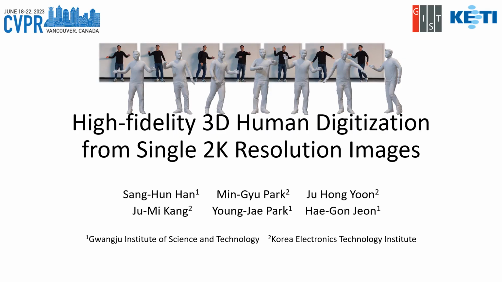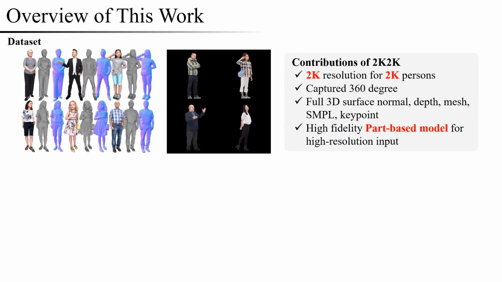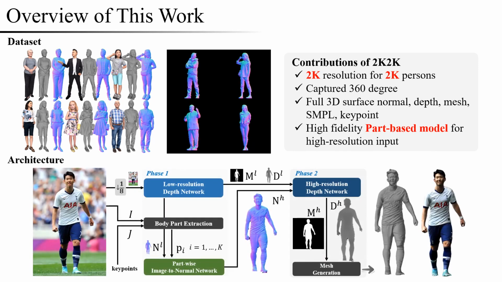We present a methodology and dataset for 3D human reconstruction from a single high-resolution image, named 2K2K. Our work is divided into two main parts. First, we constructed a dataset of 2,000 human subjects to reconstruct high-quality human models. These subjects were captured with high-resolution DSLR cameras, resulting in highly detailed 3D normal, depth, and mesh, as well as SMPL and keypoint information. To maximize the strengths of our dataset, we propose a part-based method to reconstruct high-quality human models using 2048 resolution images.